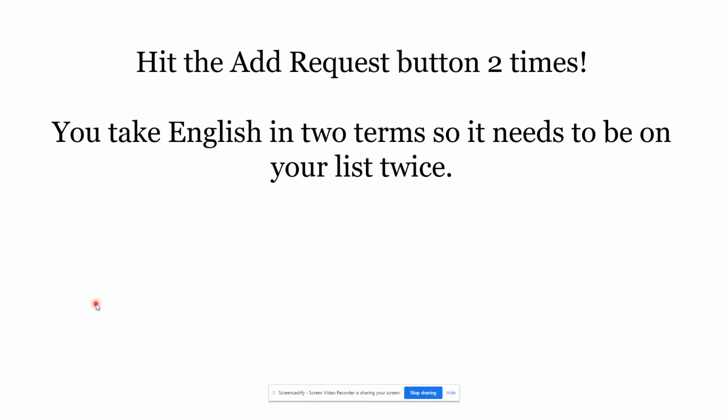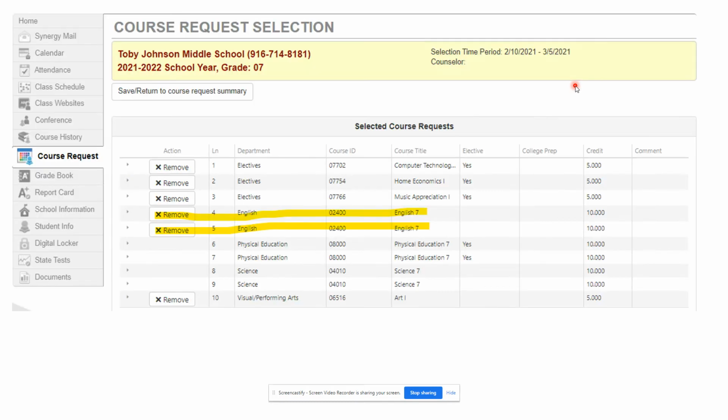What's a little bit different with this is you're going to hit that Add Request button 2 times. You take English in 2 terms, so we need that on your list twice. So after you do that, it should look like this. Up here, you should see English 1 time and a 2nd time. As always, you can hit Remove if you make a mistake.